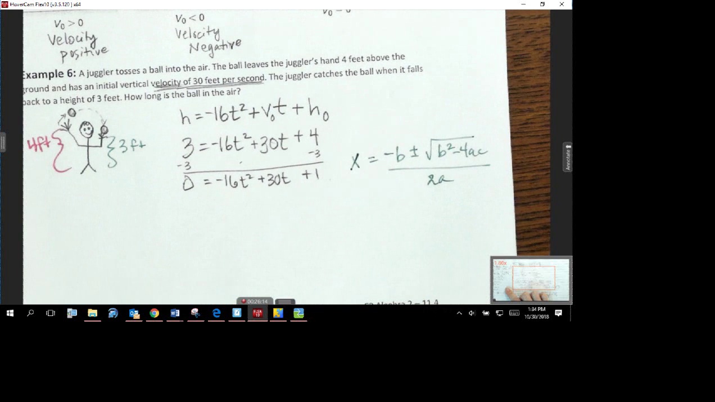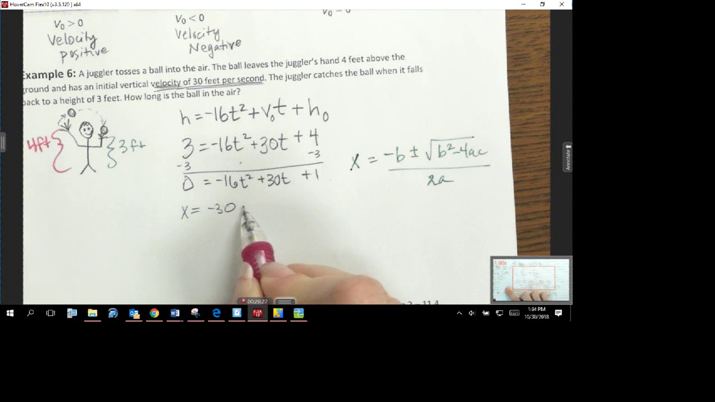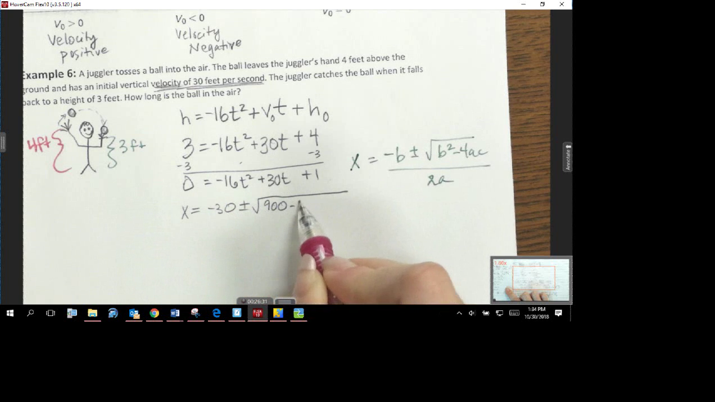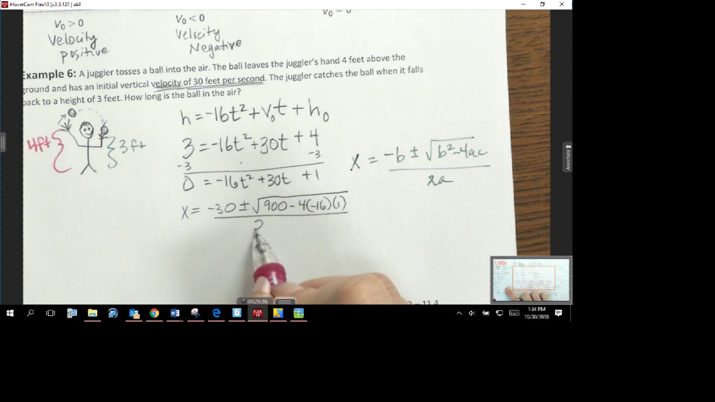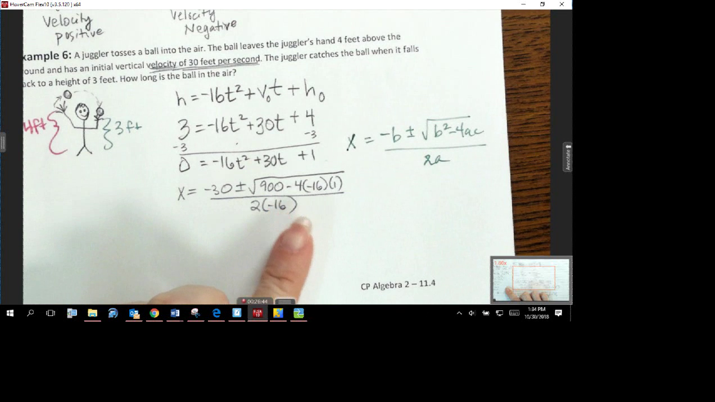All right, so we know our formula. If you don't have it memorized, maybe writing it every time would help you, and singing that song. So what we're going to do: x equals negative b plus or minus the square root of b squared minus 4ac, all over 2a. I've plugged in all my information, and then we're going to simplify underneath our radical.